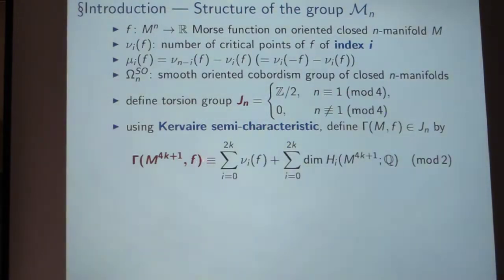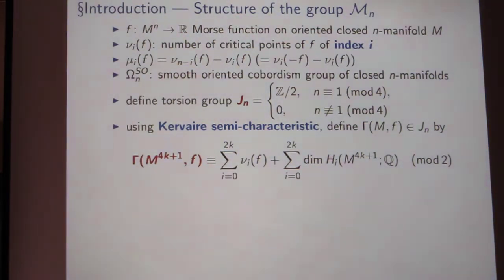So then we define it to be the following value mod 2, namely a certain sum of these mu i's, and a second summand, which turns out to be nothing but the Kervaire semi-characteristic with Q coefficients. So this term mod 2 is called the Kervaire semi-characteristic. What you do, you add up the Betti numbers of n up to the degree below the middle, because the dimension of n is 4k plus 1 in this case.